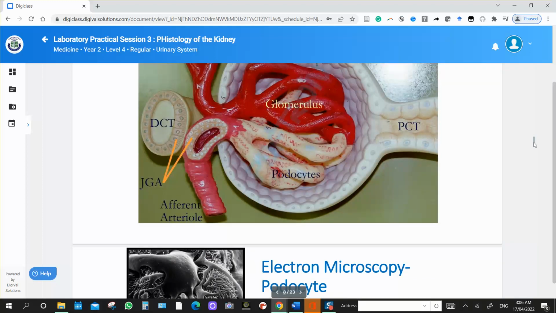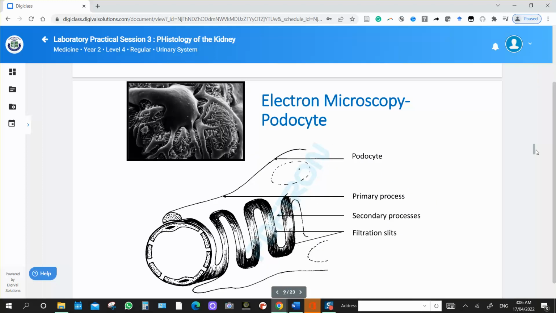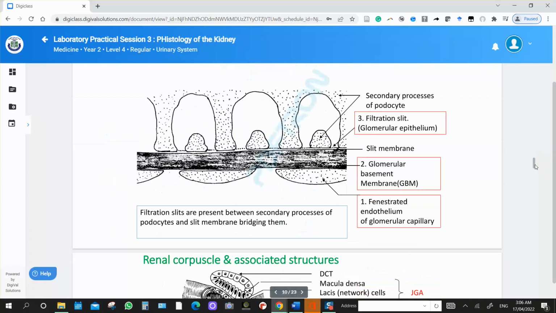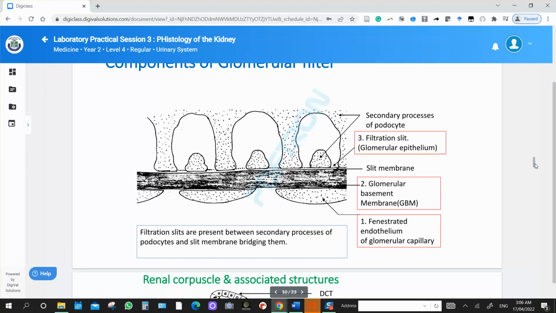So moving on. In electron microscopy, you can see what the parts of the podocyte look like. You have the primary process and the secondary process, the foot processes, and in between them you have the filtration slits.